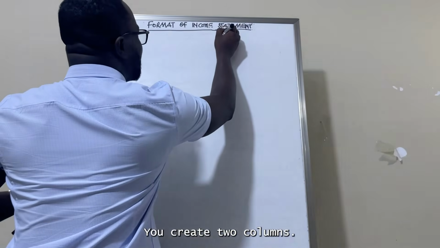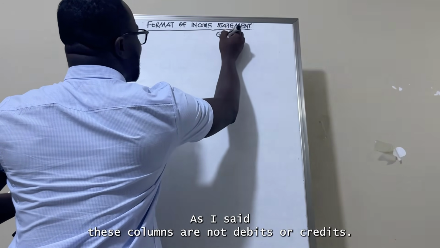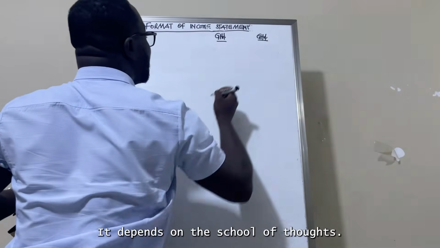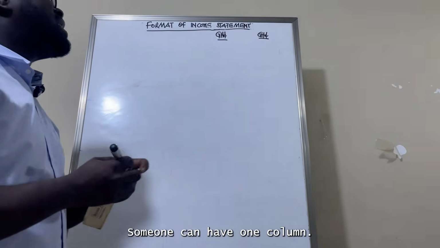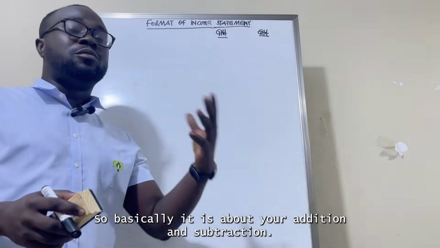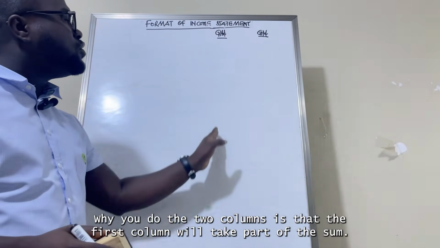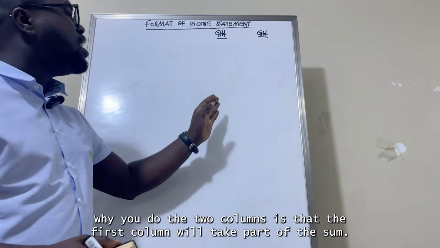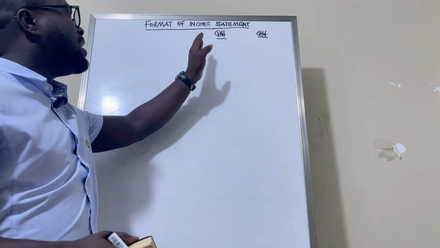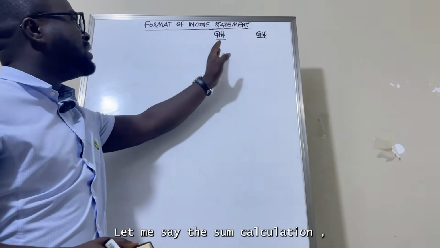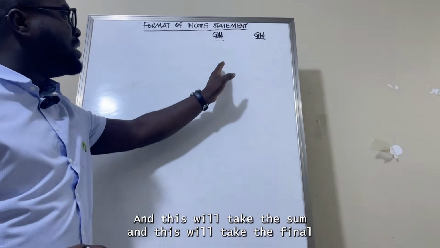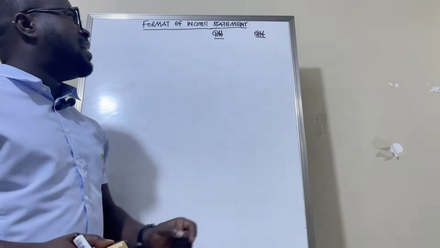You create 2 columns. As I said, these columns are not debit or credit. Someone can even get 3 columns. It depends on the school of thought. Someone can have 1 column. So basically, it is about your addition and subtraction. And the reason why we do the 2 columns is that the first column will take part of the sub calculation, and this will take the sub, and this will take the final calculation.